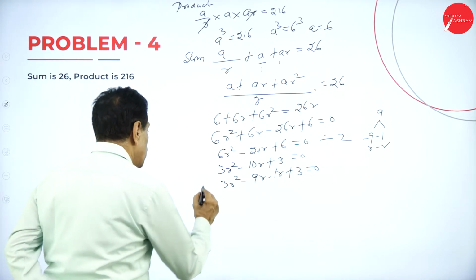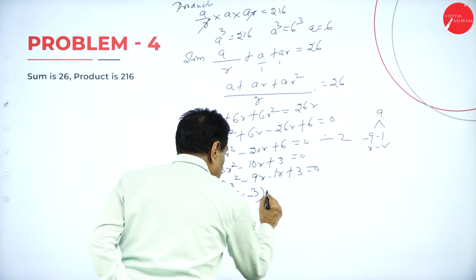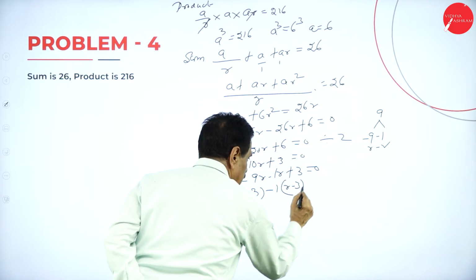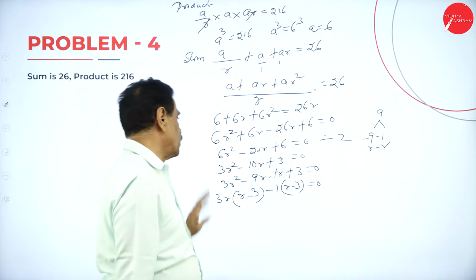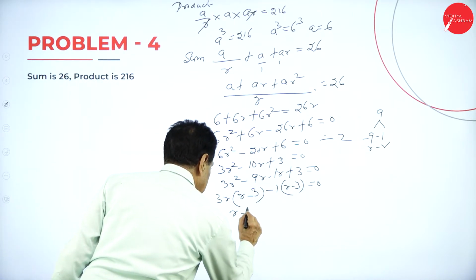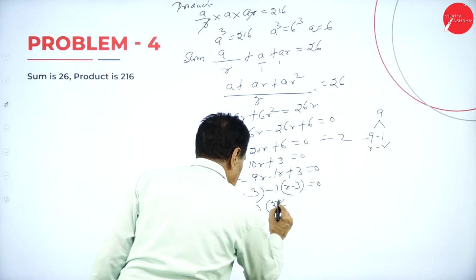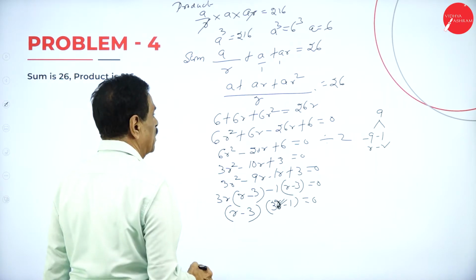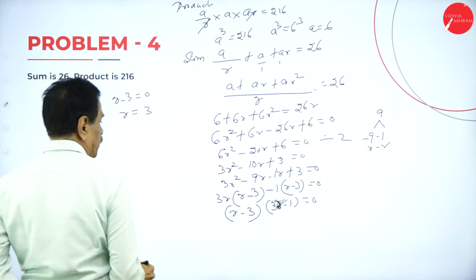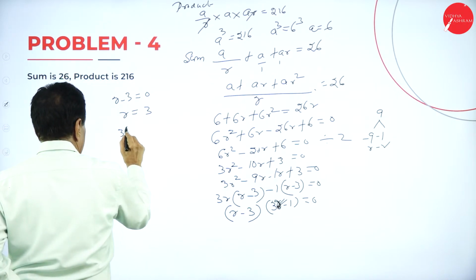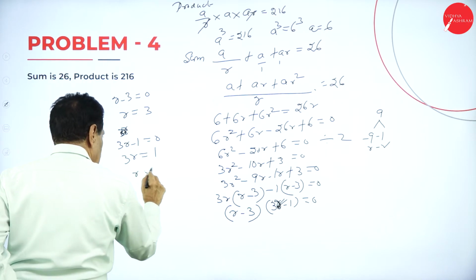Hope you understand. Take 3R common; what is left over? R minus 3. Then minus 1, R minus 3 is equal to 0. What is common here? R minus 3. What is left out? 3R minus 1 is equal to 0. Next step, R minus 3 is equal to 0, R is equal to 3. Then 3R minus 1 is equal to 0, 3R is equal to 1, R is equal to 1 by 3.